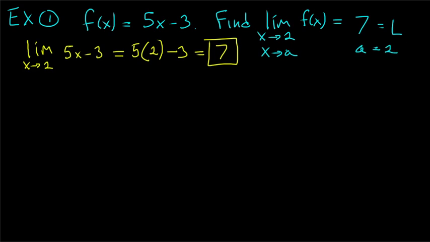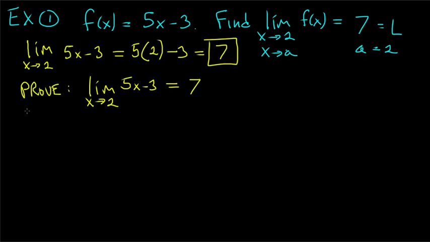Okay. So what we want to do is prove that this is the case, right? We want to prove without any doubt that as x gets close enough to 2, that f of x, 5x minus 3, gets closer and closer to the number 7. And we're going to use the precise definition to show that, right?